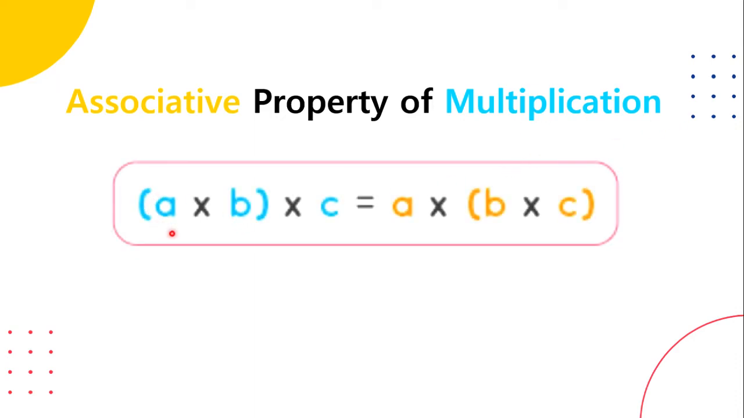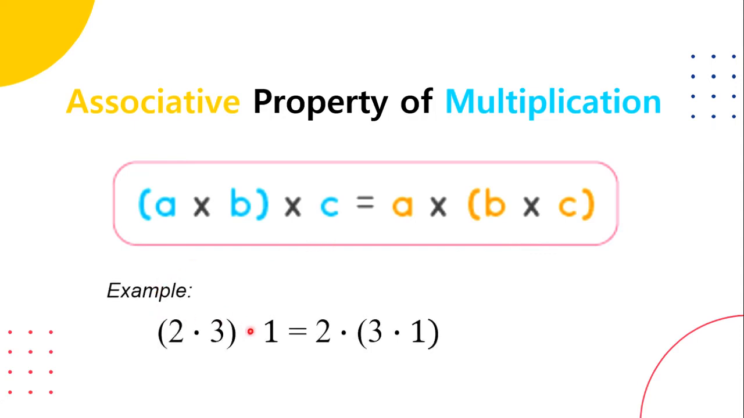We have in a form a times b, the quantity of a times b times c is equal to a times the quantity b times c. So if it's enclosed in a parenthesis or a grouping symbol, it's being read as the quantity, okay, meaning to say that is in one group.